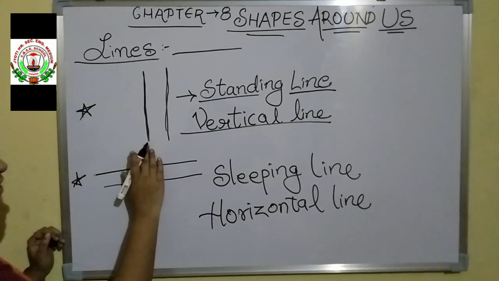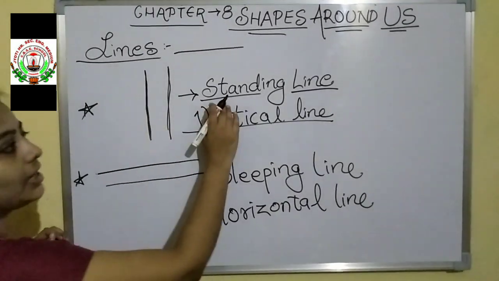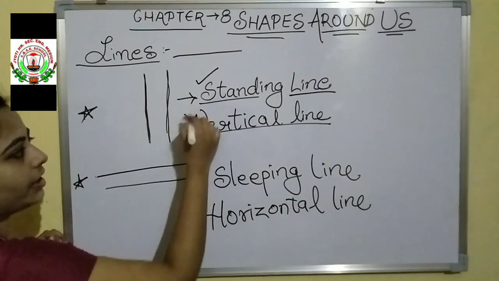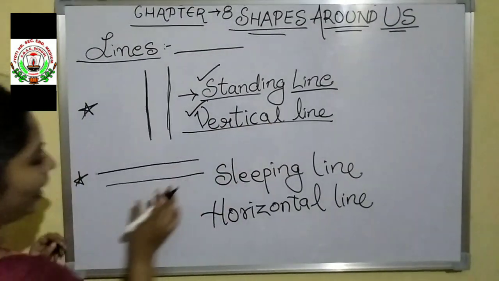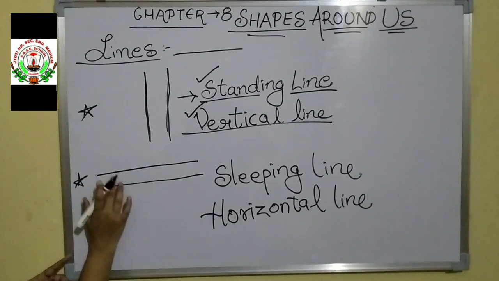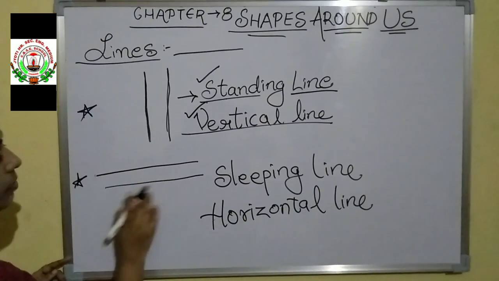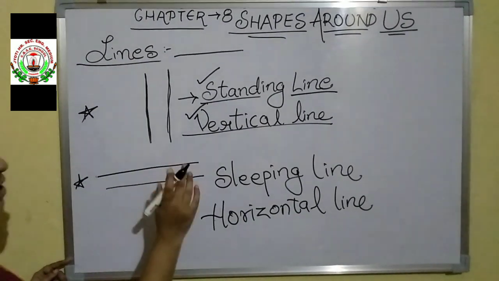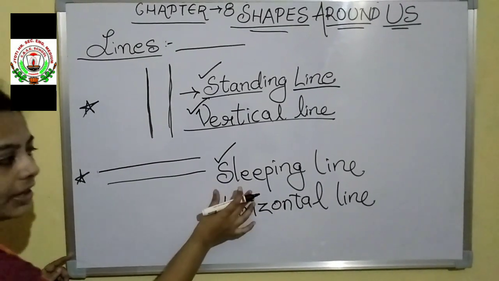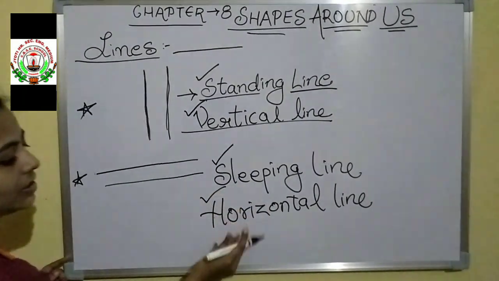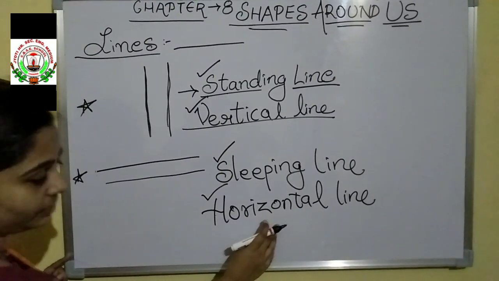So I am repeating, children, see here. This first line which I have made is in the standing position, so it is called standing line. And the second name of this is vertical line. What is it? Vertical line. And in the second figure you can see two lines which I made here. This is not in a standing position. This can be said to be sleeping. So this line is called sleeping line. And the second name of this is horizontal line. What is it called? Horizontal line.